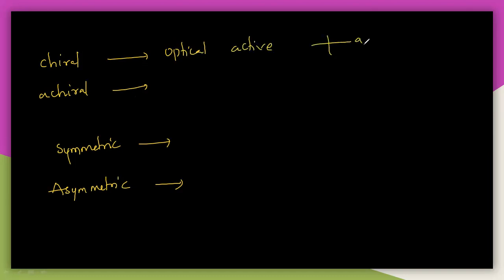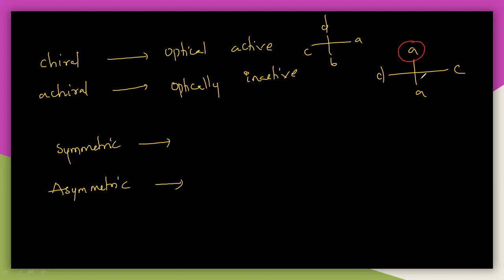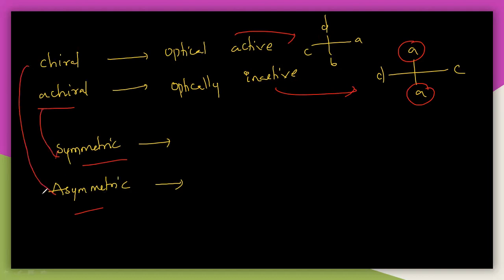Because there will be 4 different groups like this: A, B, C, D. So this is particularly a chiral molecule. Achiral means it is optically inactive. Something like this: A, C, D, where two are similar. You can see here A is similar and these two are similar. So it is achiral and optically inactive. In case of symmetry and asymmetry, asymmetric is exactly equal to chiral and symmetric is equal to achiral here.